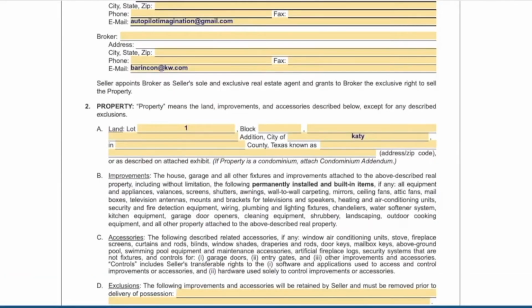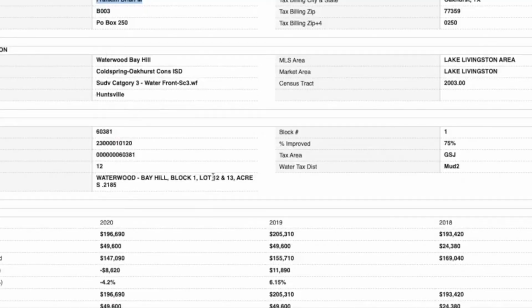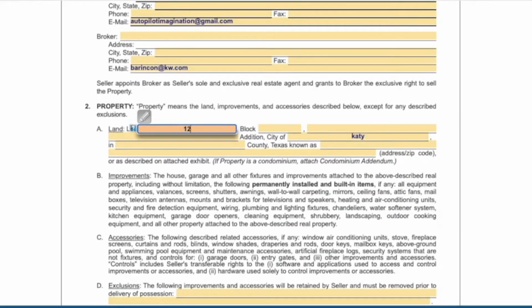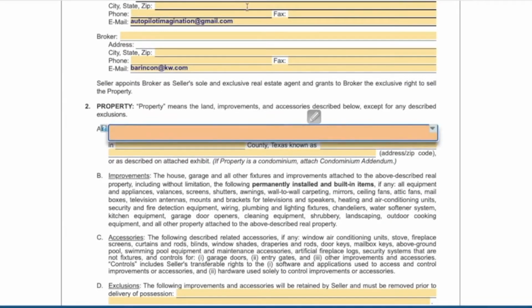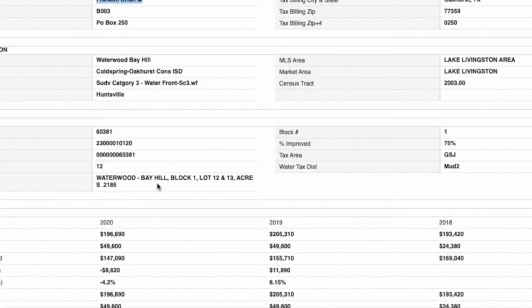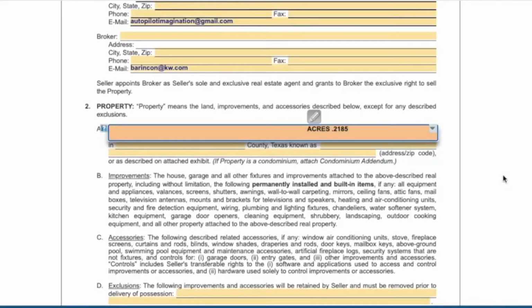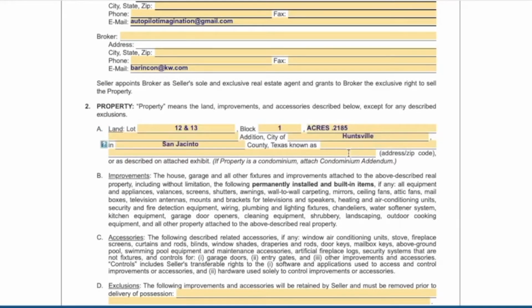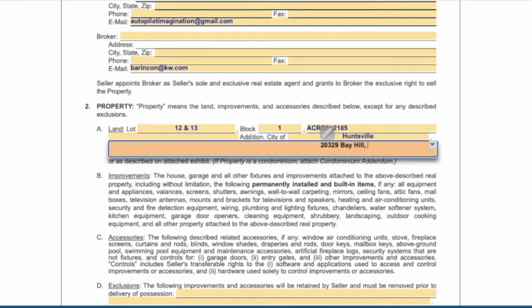Google. All right, based on the tax roll, looks like lots 12 and 13 on block 1. So it'd be lots 12 and 13, block 1. And then what goes in the next is the legal description. So you have that already. So it'd be acre S.21. And then you paste that here. Known as, and then address and zip code.